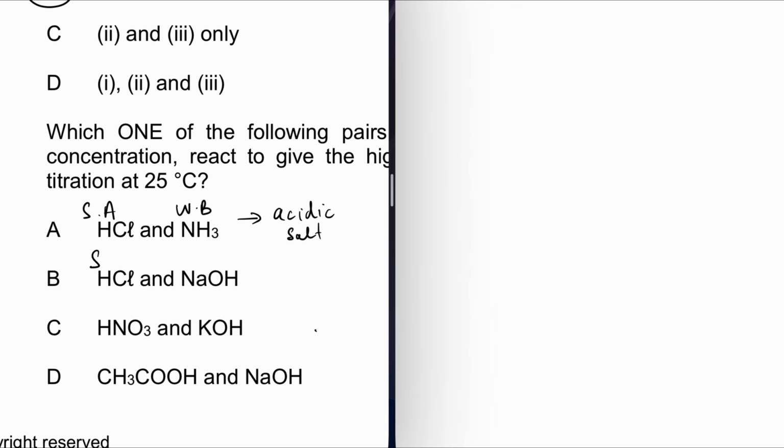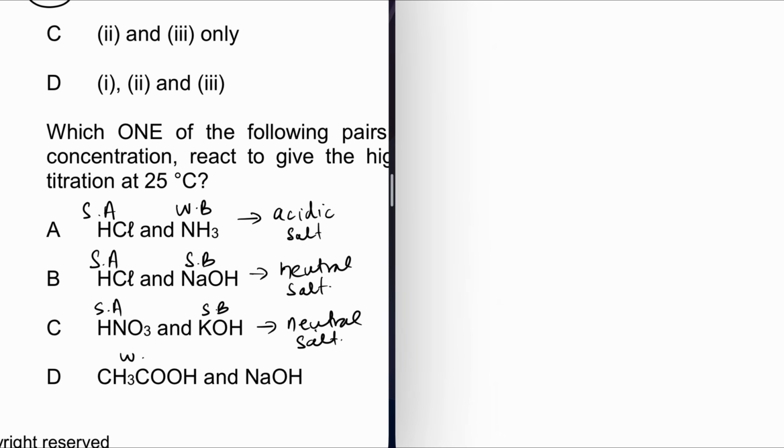HCl is a strong acid. NaOH is a strong base. And so I'm going to get a neutral salt here. HNO3 is a strong acid and KOH is a strong base. And here I'm going to get a neutral salt again.